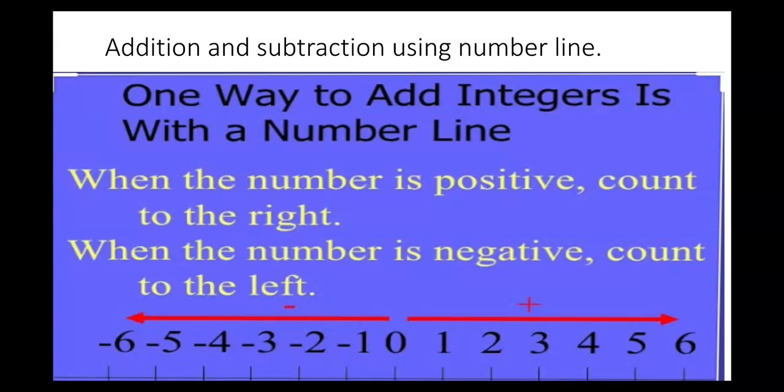Let's revise what we have learnt earlier: addition and subtraction using a number line. One way to add integers is with a number line. When the number is positive, we count to the right. When the number is negative, we count to the left. Hence we can solve many problems using a number line.